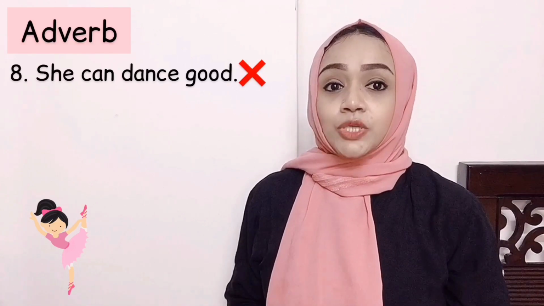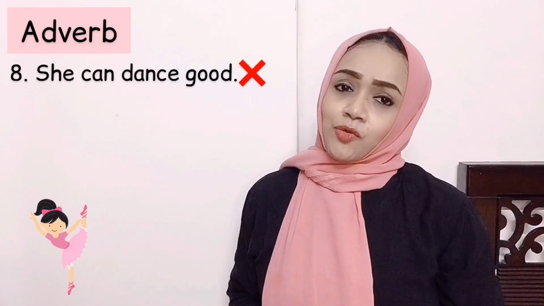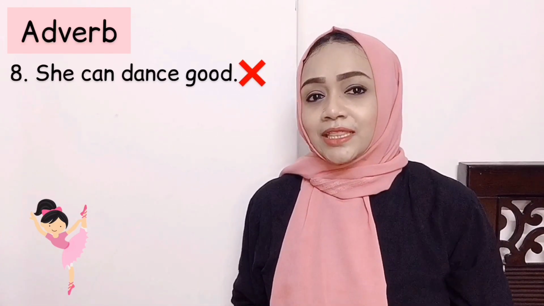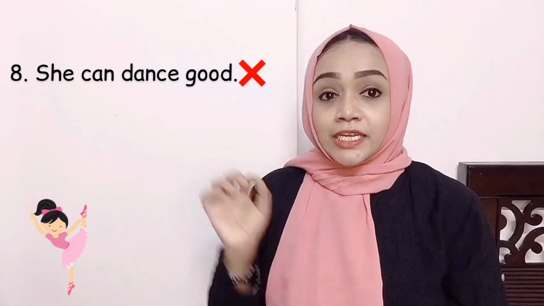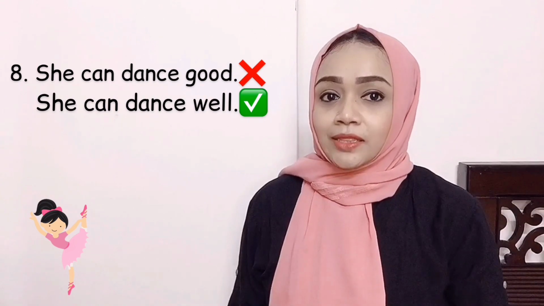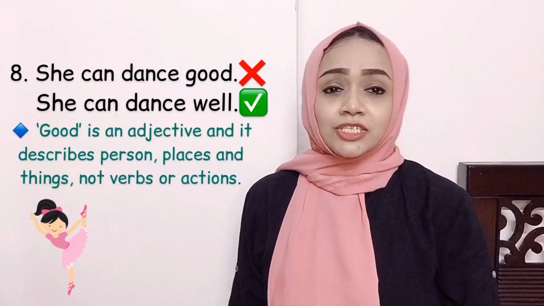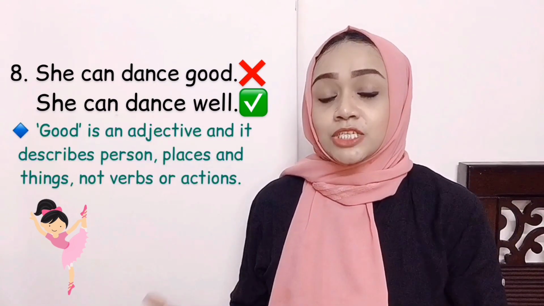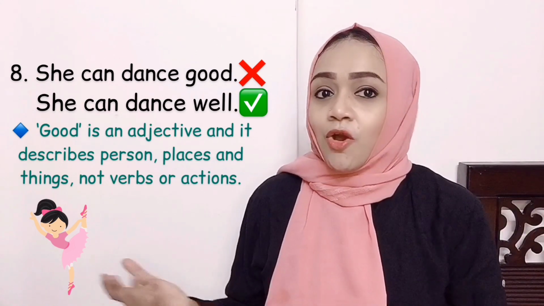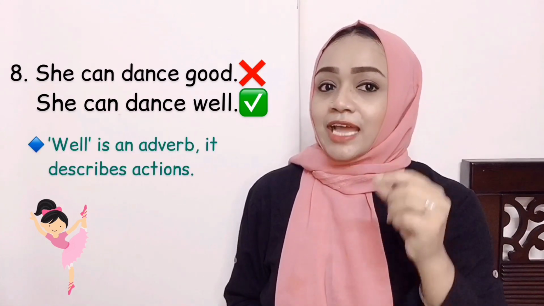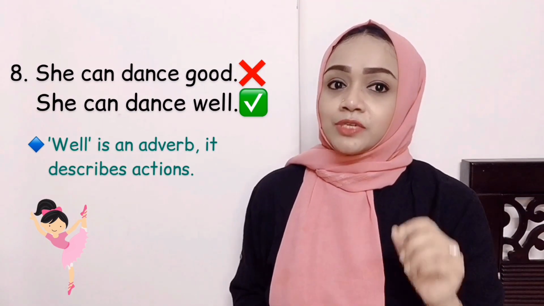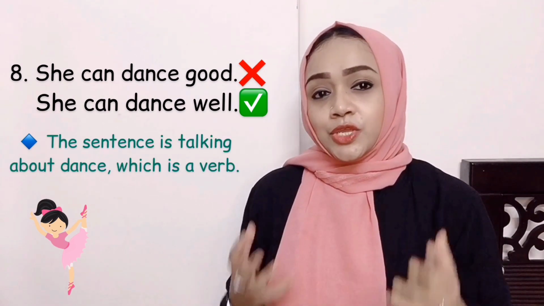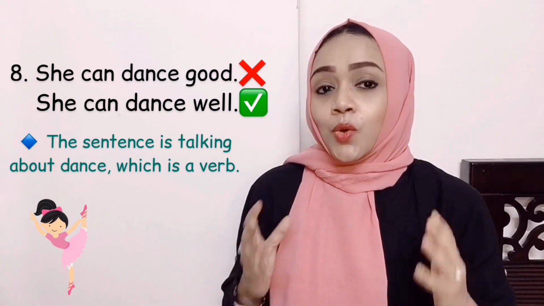She can dance good. Can you spot what is wrong here? Well, the problem is in the use of adjective. It should be: she can dance well. Good is an adjective. Adjectives describe people, places or things, not verbs or actions. And well is an adverb that describes actions. This sentence is talking about dance, which is a verb. So using the adverb well will be appropriate for this situation.